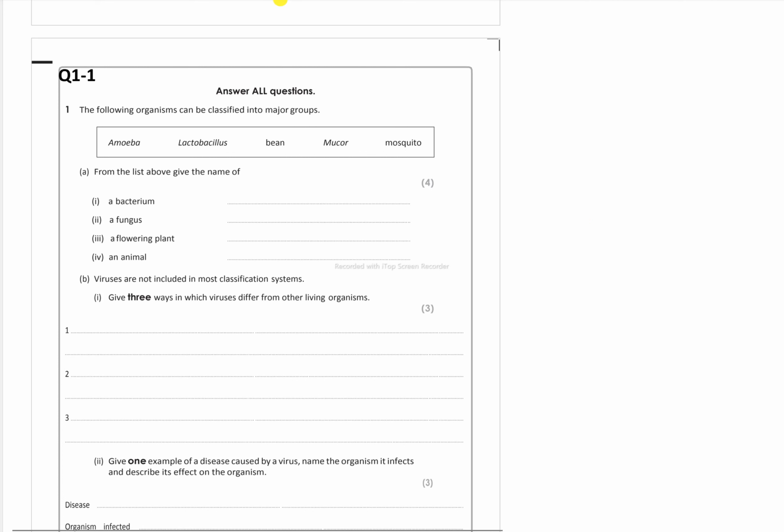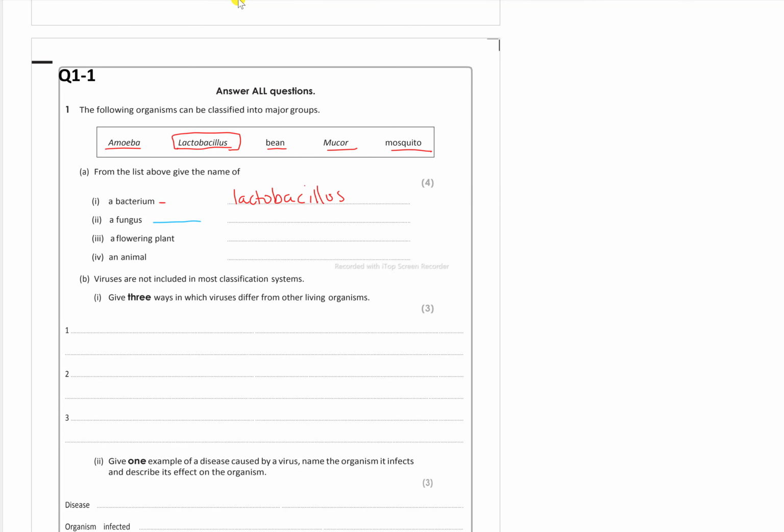Right, so the first question is, you have amoeba, lactobacillus, bean, merca, and mosquito. So we need to find out the bacterium or bacteria. Bacterium is this, lactobacillus. That's a type of bacteria.